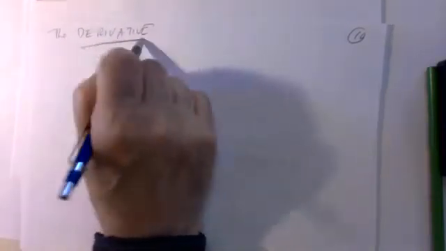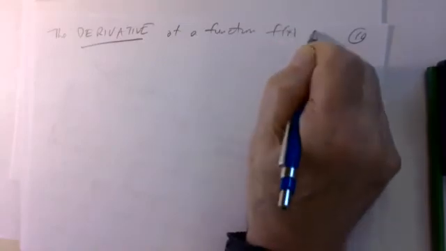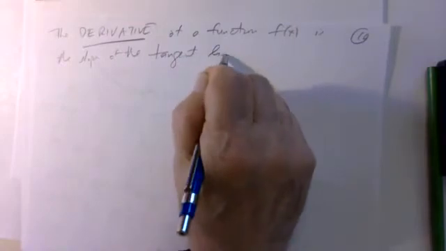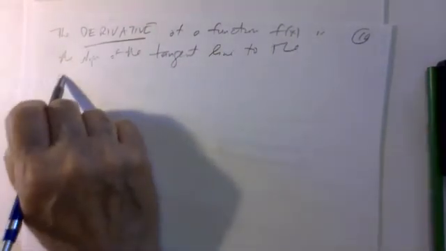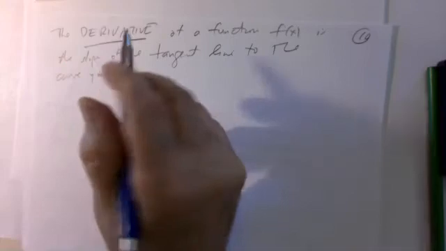And one way to understand what is called the derivative of a function is that the derivative of a function f of x is the slope of the tangent line to the curve y equal f of x at a given point.